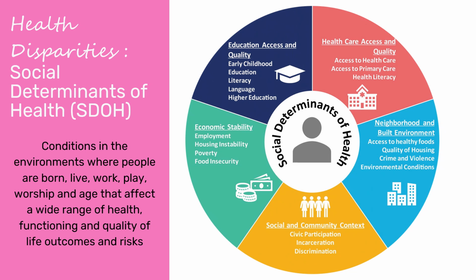The first one is your economic stability. This refers to income, employment, and the ability to afford necessities. Some things that may play a factor with that economic stability is if somebody is living in poverty, they don't have any job security, they have a tremendous amount of debt, they don't have stable housing, or they are having that food insecurity.